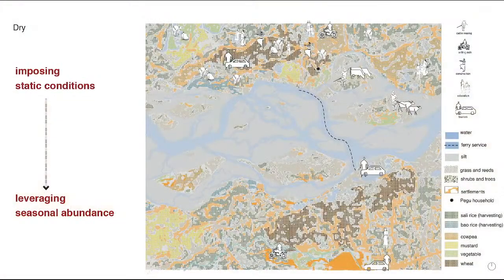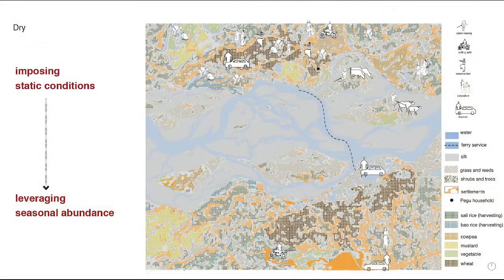Similarly, in the dry season you would see a lot of winter crops: mustard, vegetables and wheat. But what became very apparent from this exercise is that, instead of imposing static conditions on the landscape, they really understood that in different seasons there are different assets. Accordingly, they would leverage the seasonal abundance and diversify different kinds of livelihood. That's the way they were able to sustain their livelihood even when certain resources went down. Then they would look for other resources in other parts, and there is this constant moving in and out, using the different resources.